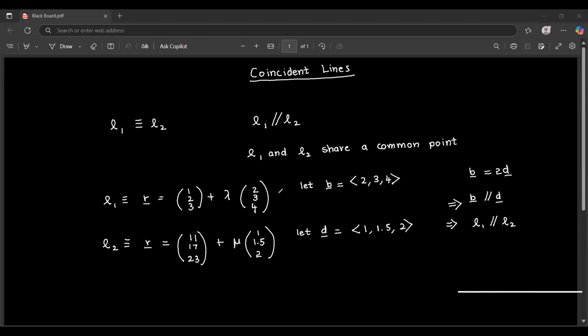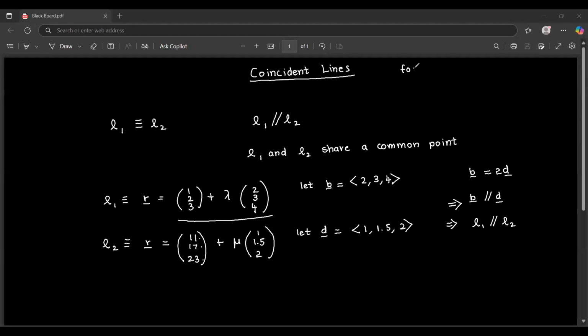Now you have to only prove that they share a common point. Well, that's also easy. I can write the parametric equations of L1 and find the lambda where the parametric equations support (11, 17, 23). If they support these values, well, bingo, yes, they are coincident. If we don't find a single value for lambda, then we can say they are not coincident, they are just parallel. So let's do that.